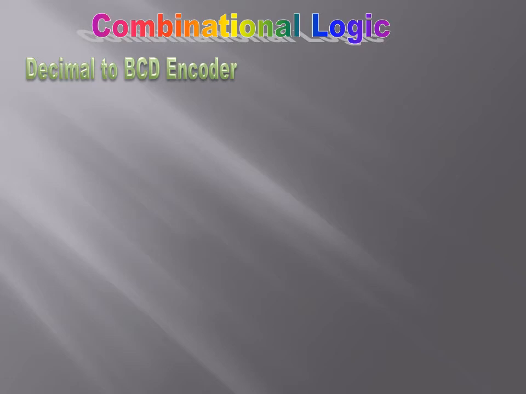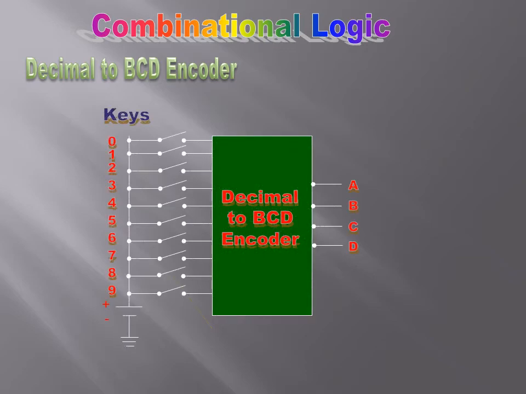So first we are considering the circuit from decimal to BCD encoder. The decimal, we know, consists of 10 digits from 0 to 9, and these 10 digits can be expressed with 10 different keys from 0 to 9, and the pressing of each key is to be coded to generate a particular code that can be given to an electronic circuit.